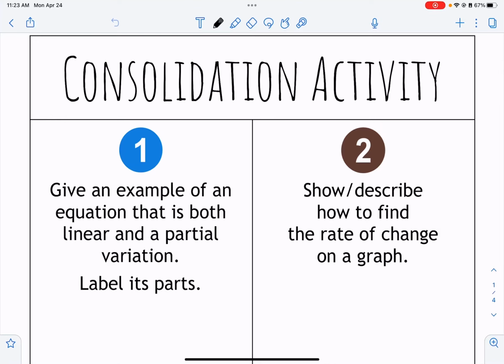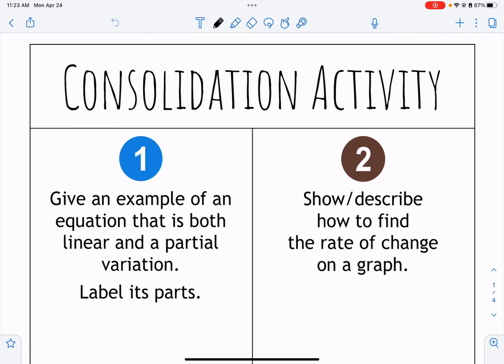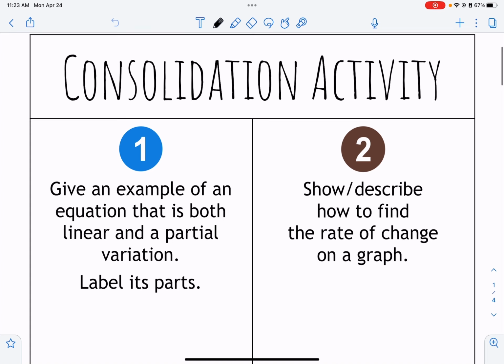This is the consolidation video for Unit D, Lesson 2. Our first question here is to give an example of an equation that is both linear and a partial variation.